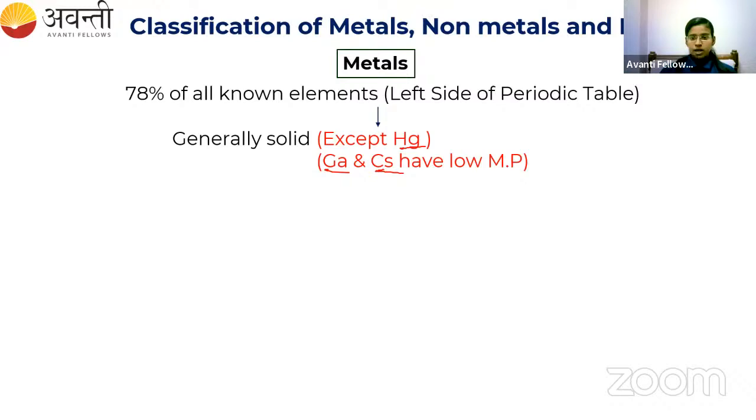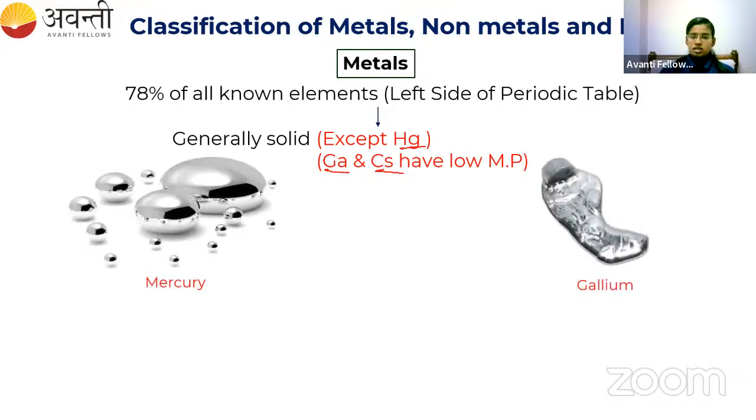Okay, I will show you the metals. You see here, the first picture is mercury, which is a liquid metal. Mercury is present in the thermometer, right? And this is gallium. If you keep this metal in your hand, it will melt. Such a very low melting point it has. So these are some of the exceptions.